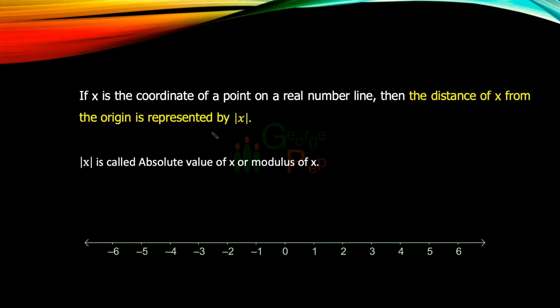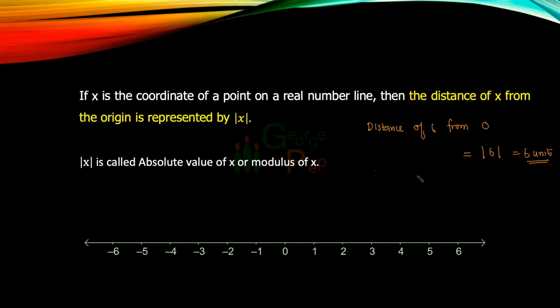If x is a coordinate of a point on the real number line, then the distance of x from the origin is represented as modulus of x. Let's say I want to find out the distance of 6 from the origin. I want to take the distance of 6 from 0. I can take it as modulus of 6, which is equal to 6. So the distance of 6 from 0 is 6 units.